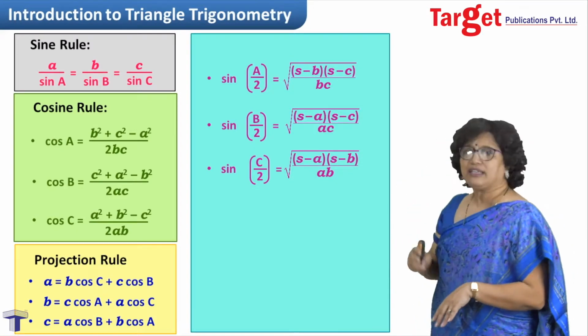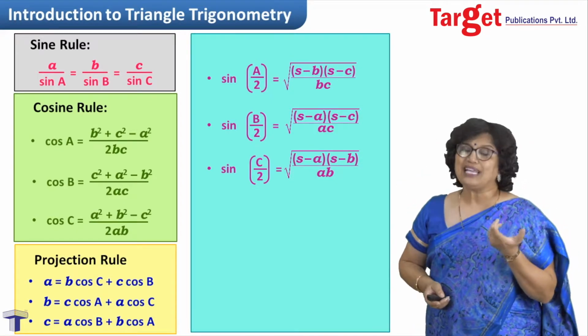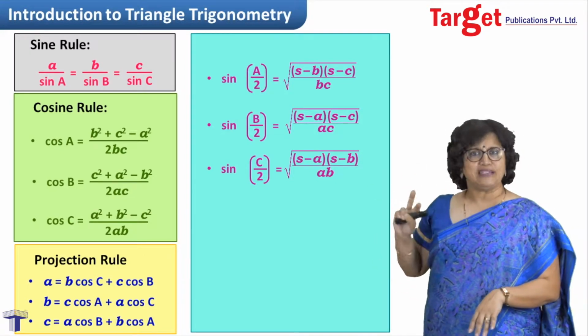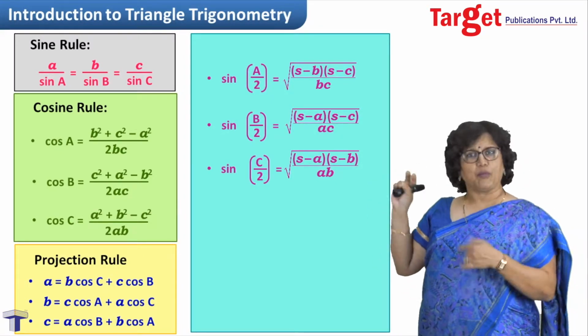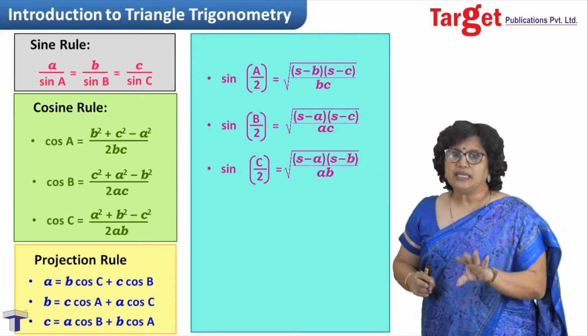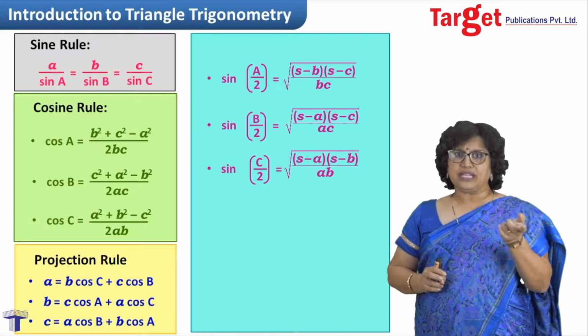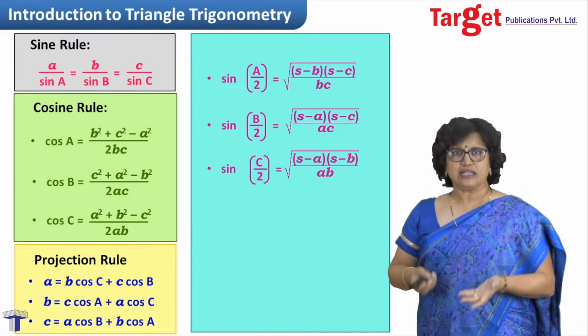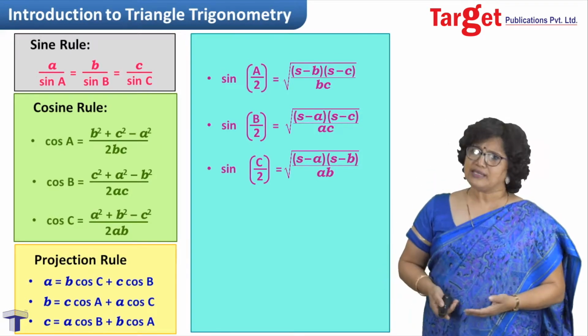Now, how I have written sin A by 2, you will realize there is no small a written there. So it is just a combination of b and c basically: (s minus b)(s minus c) upon bc. If you remember this, then for sin B by 2 there will not be b present in it. So (s minus a)(s minus c) upon ac, and then square root. Similarly, you will be able to write sin C by 2.